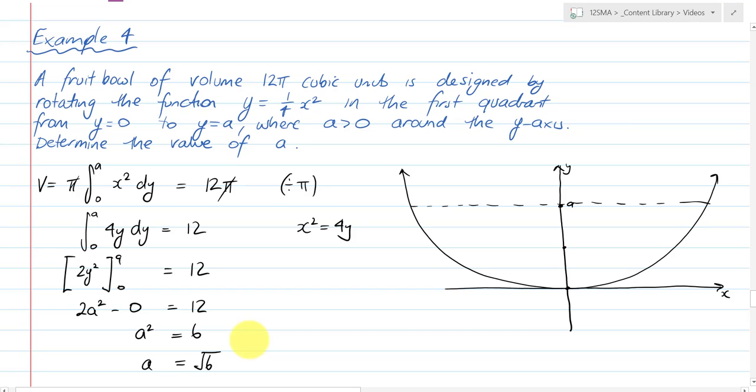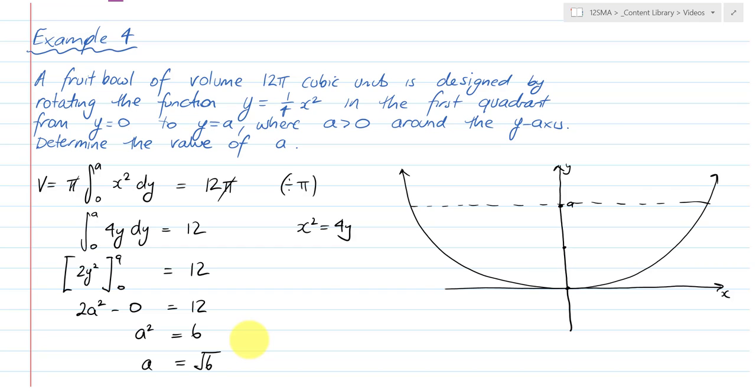And a is just a unit, it's just the height of the bowl. So the bowl has a height of the square root of 6, whatever that is, whatever it's measured in. It's actually a really shallow fruit bowl, it turned out. Anyway, that doesn't matter. This question is done, and we're happy with this question. And that's the way it works out.